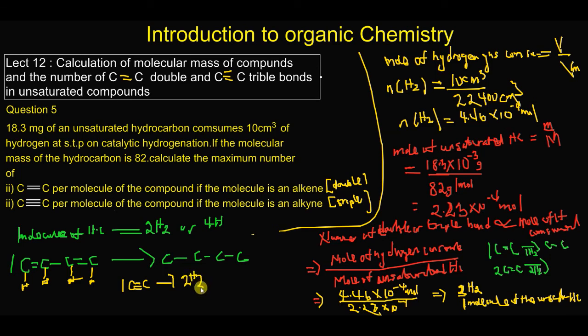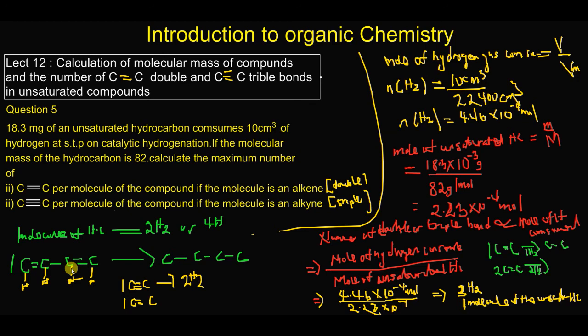That's what we did in the relation. I said that what happens is that the 2 hydrogen atoms will sit on top and 2 hydrogen atoms will sit down in order to convert the triple bond to a single bond. So because 4 hydrogen atoms have been consumed, that means that only 1 triple bond is inside the molecule. Very simple. But for double bond, it is 2. So this is the information.